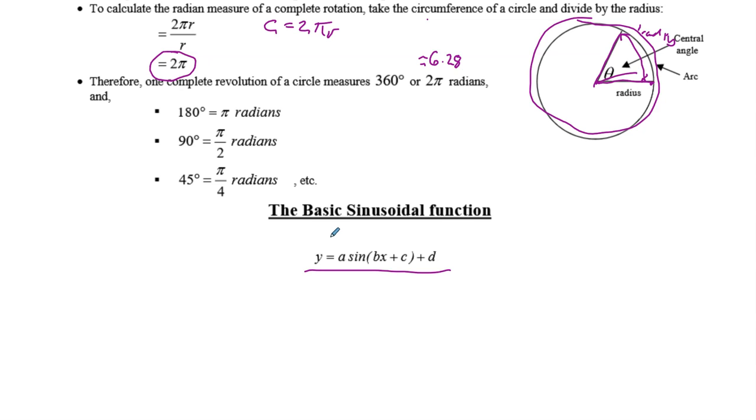When we did the logarithmic function, y equals log x was our basic function. y equals x squared or x cubed, or just plain old y equals x for polynomial functions. We have this basic sinusoidal function. So let's take a moment to look at the properties of this and to figure out what a, b, c, and d mean in the context of this equation.